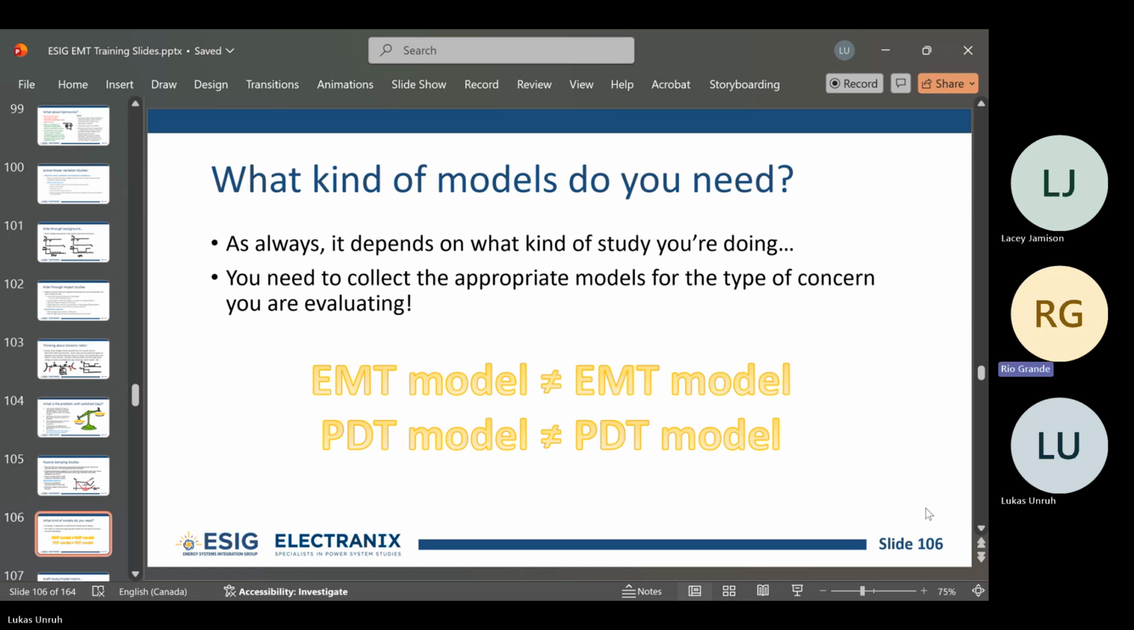Okay, so what kind of models do you need? This is the big question. How do we study this stuff, and what kind of models do you need? One type of EMT model is not equal to another type of EMT model for this sort of thing, and the same thing with phase domain. There are some things we can study without having these ultra detailed OEM-provided models, depending on the sort of risk that we're looking at.